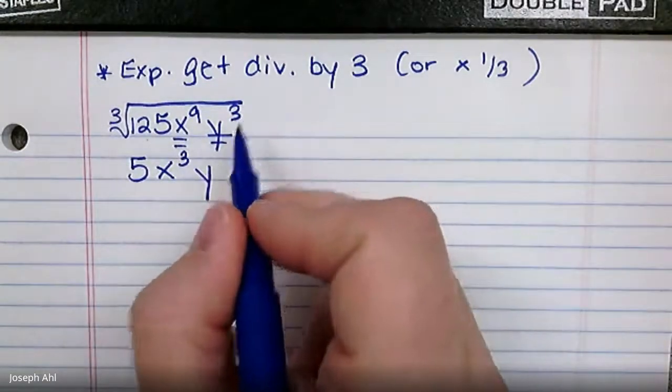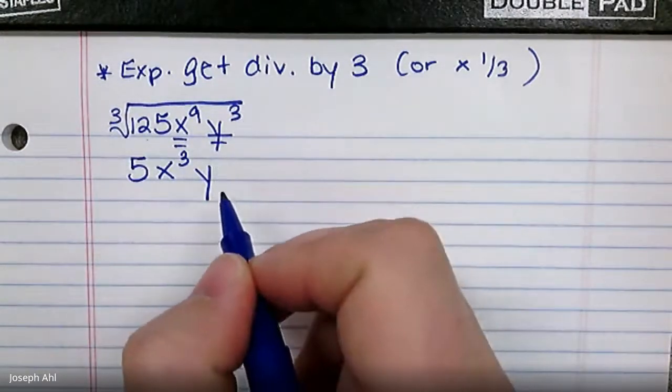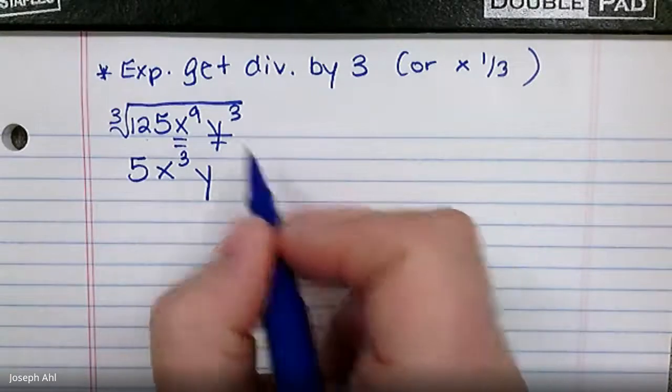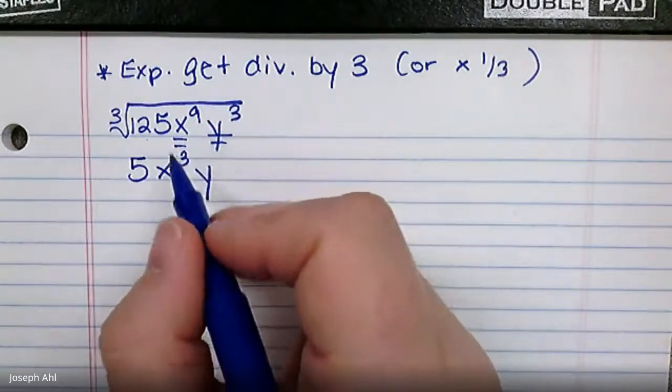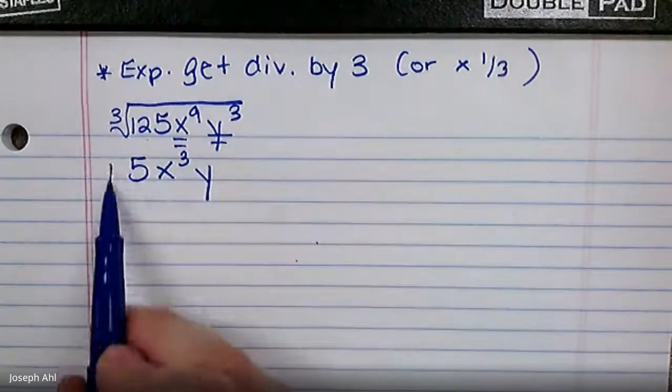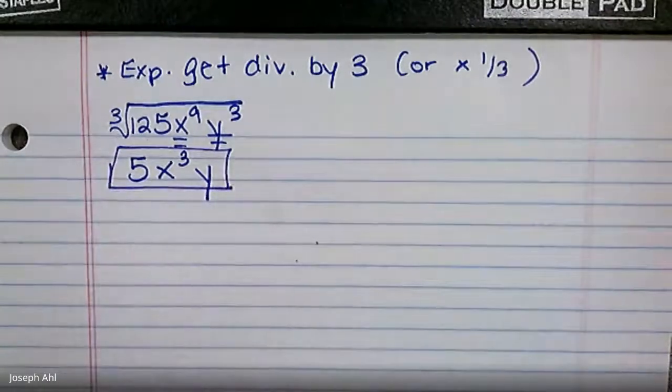Divide those each by 3. This is now y to the 1st, right? And that makes sense. Y times y times y is y cubed. X cubed times itself 3 times would be x to the 9th. So that's the simplification of cube root 125, x to the 9th y cubed.